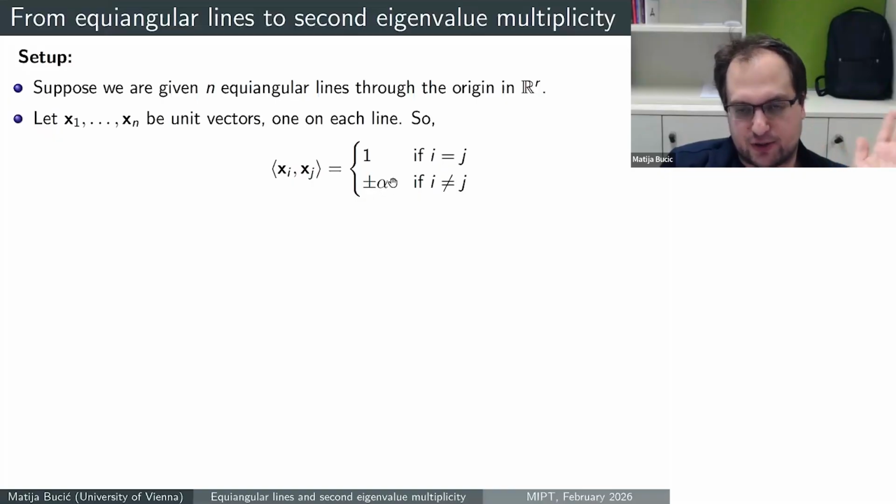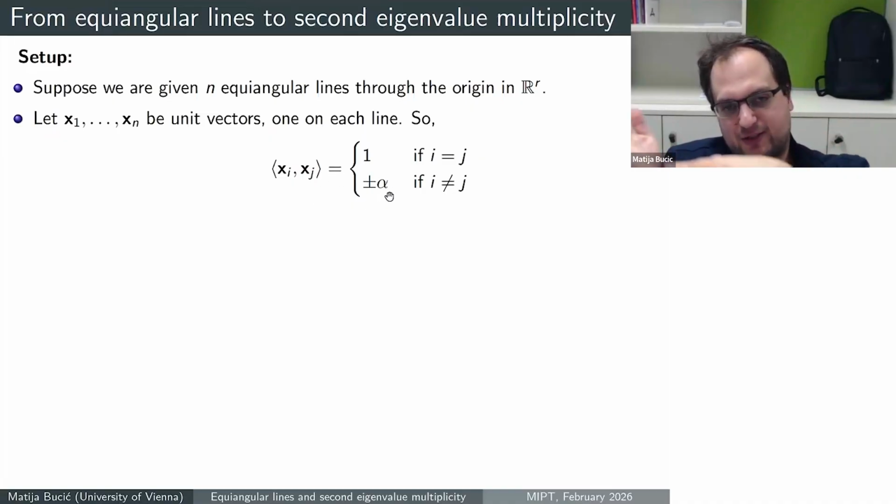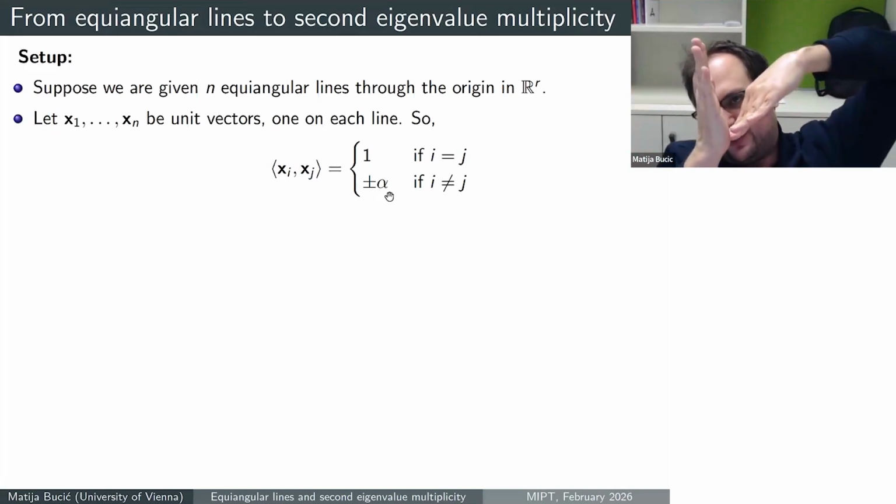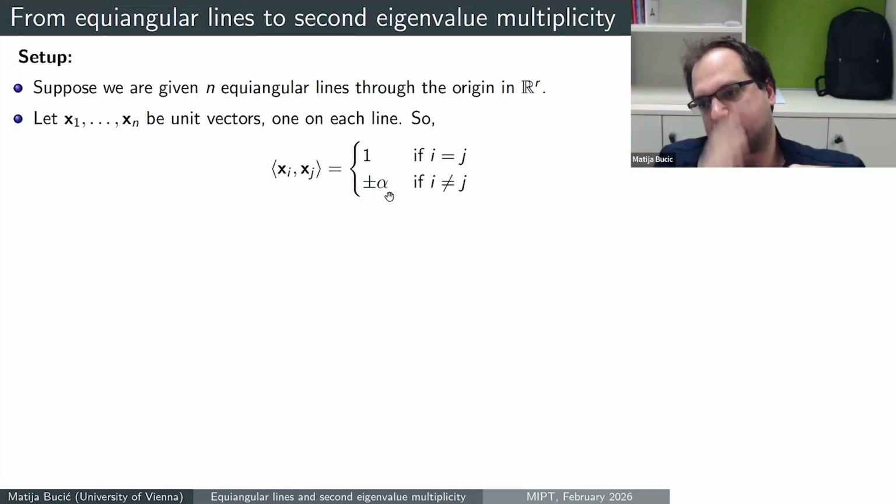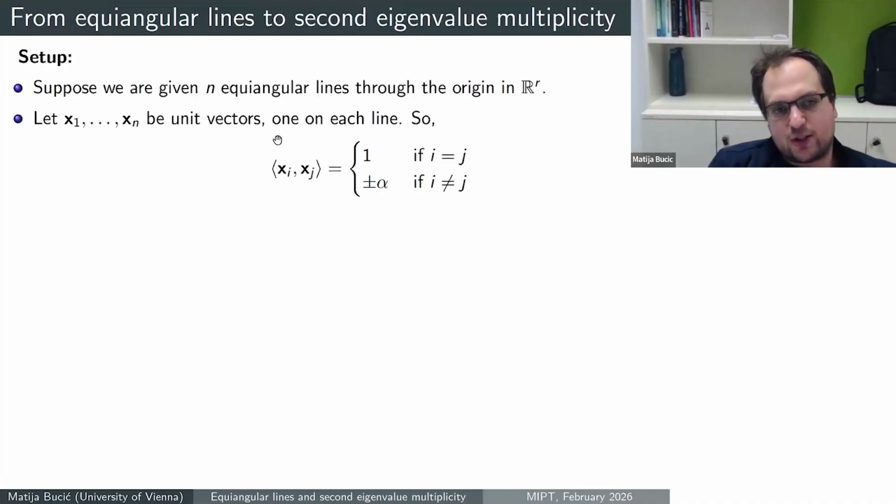For me, alpha is just chosen to be positive for convenience, but it can be either plus alpha or minus alpha, depending on whether, in how you picked your unit vectors, they close the small or the big angle, as we discussed before. And also because we're picking them to be unit vectors, the dot product with itself is 1, so we get all the information about the dot products. These dot products make a matrix, which is called the Gram matrix of these vectors, which has some nice properties, namely it's positive semi-definite, and also it's a product of two low-rank matrices.